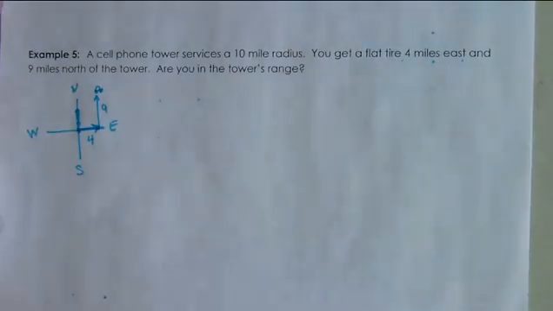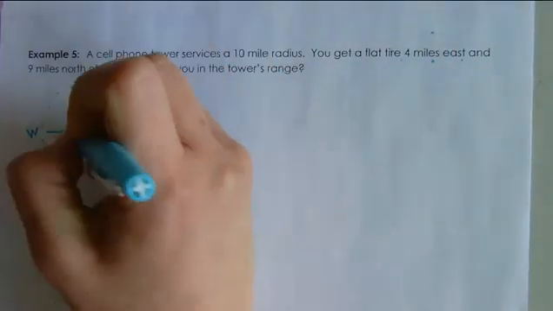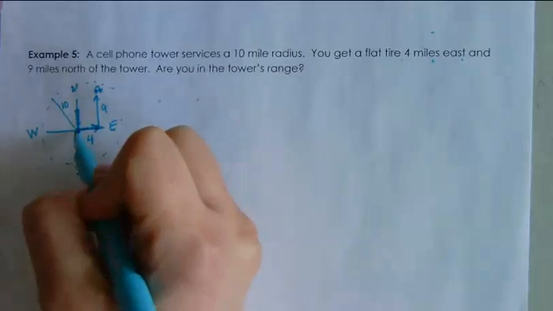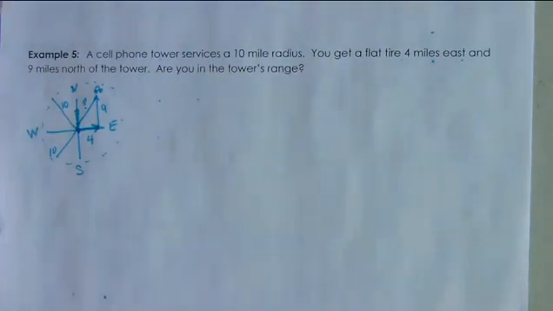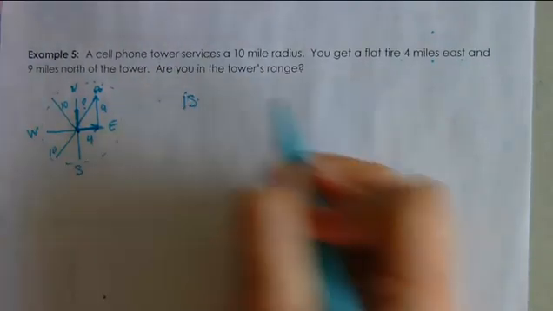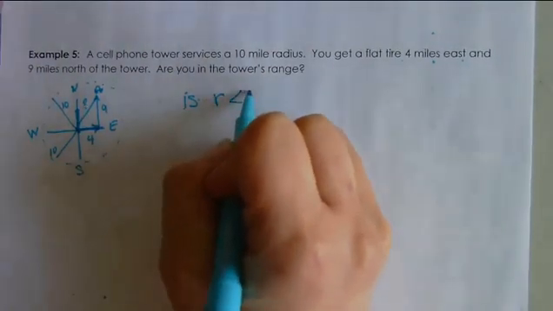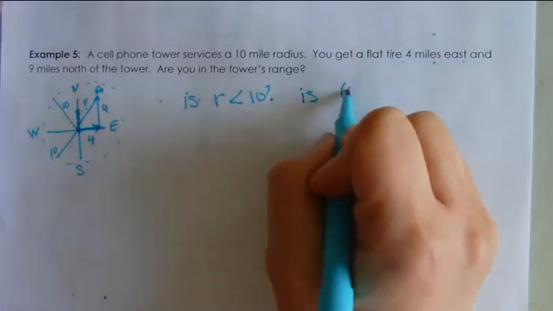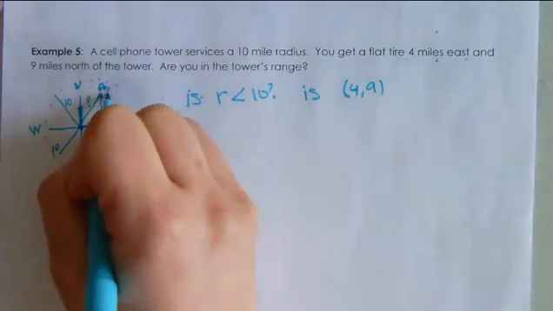What I want to figure out is, am I within that cell phone range of 10 miles, right? This is telling me the cell phone range is 10 miles. So this is 10 miles. That's the question. Is this within that 10 miles or is it not? So if we want to put some words to that, is this radius less than 10? That's going to tell us is the point 4, 9, because that 4 miles east, 9 miles north, that's what this point is right here.